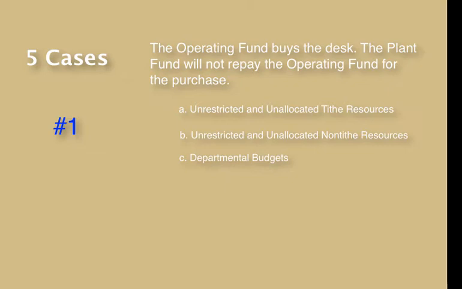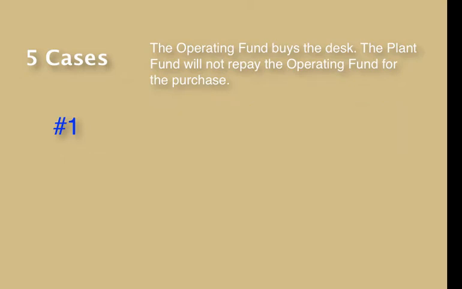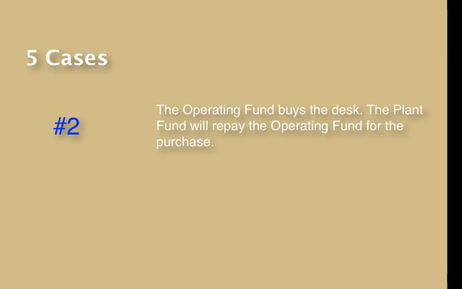And in the fourth variation on case 1, restricted or allocated resources in the operating fund placed there for the specific purpose of a particular function, such as evangelism, are the resources that are going to be used to finance the purchasing of this desk, which is made, once again, by the operating fund, and the plant fund will not be expected to repay it. In case 2, the operating fund provides the resources for the purchase of the desk, but this time the plant fund is expected to repay the operating fund for the purchase.